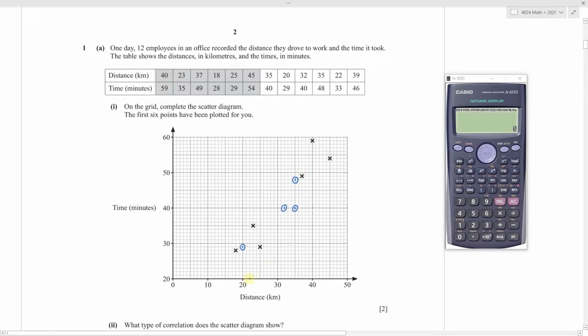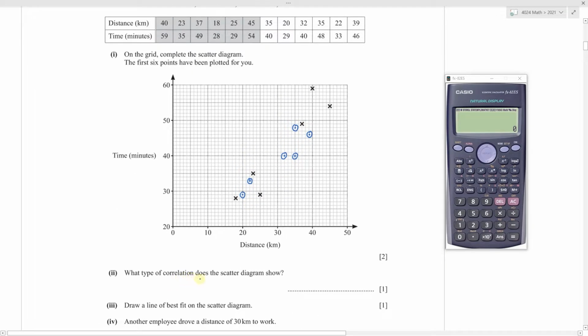22 and 33. So 22 and 30, 31, 32, 33. And then the last one is 39 and 46. So 39, 45, 46 will be this one. 1, 2, 3, 4, 5, 6. Okay, so this is how you will plot these points.